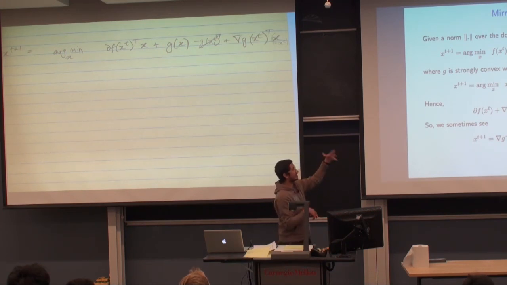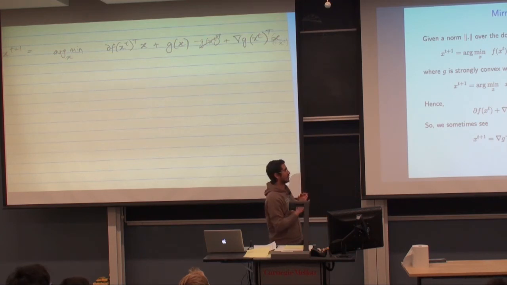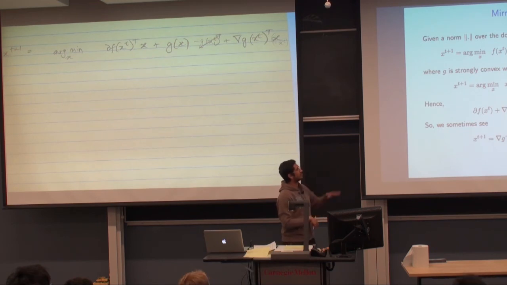But you'll see the update written like this, and you should always think that what I'm really doing is minimizing this quadratic approximation of f at x_t, where the distance is measured according to Bregman divergence. So that first line is what you should really be keeping in mind. But the second line is what you'll see it being written as.